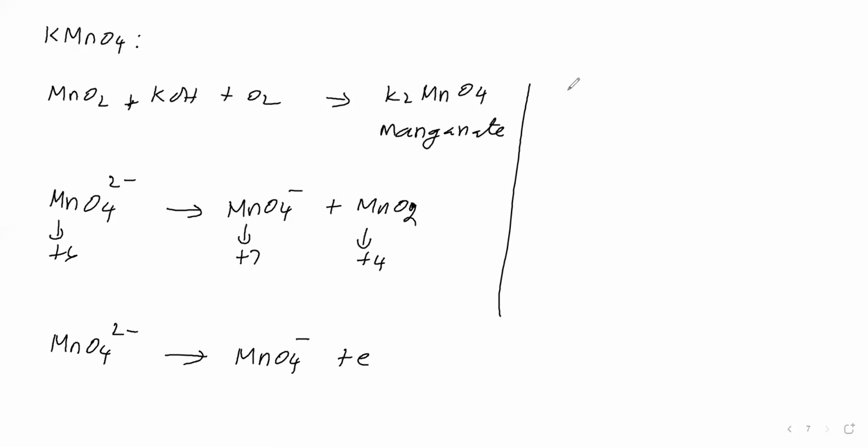In the laboratory, Mn2+ is taken. To this, S2O8 2- is added. Here a peroxy linkage is there. Now Mn2+ undergoes oxidation and gives MnO4-. This S2O8 2- undergoes reduction to give SO4 2-. Now we will see permanganate and manganate structures.